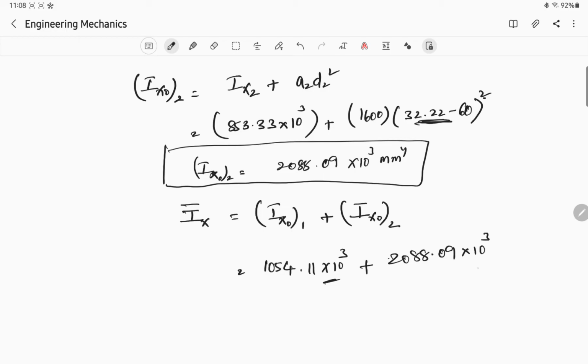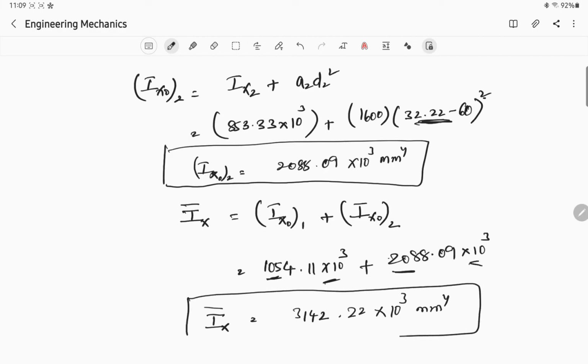Whenever you get 10 power 3, 10 power 3, you simply add these two terms, 1054.11 plus 2088.09. So you will get the value as 3142.22 into 10 power 3 mm power 4. This is the moment of inertia about its centroidal x-axis, so we name it as Ix bar. Okay, so this is how we calculate moment of inertia of the given figure.